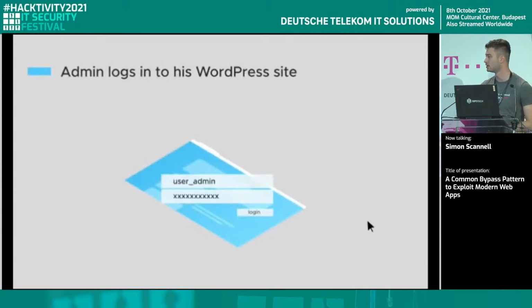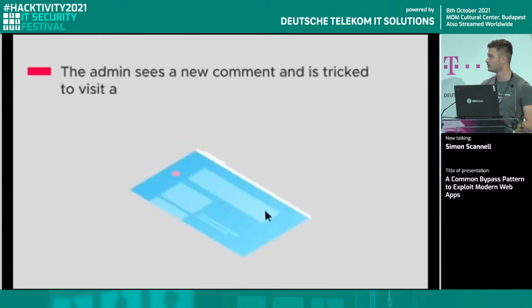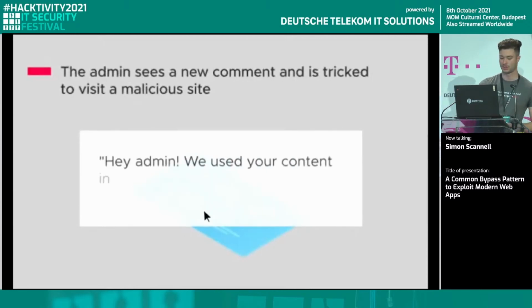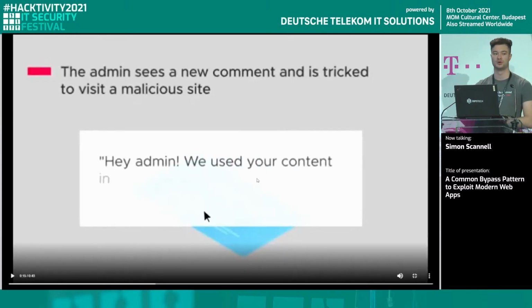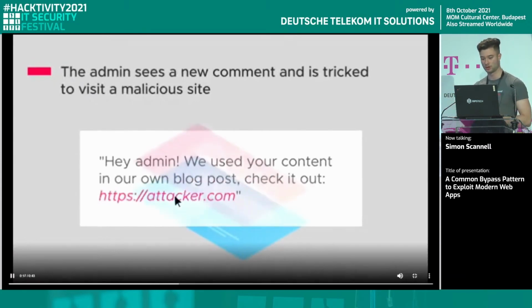So we have the admin logging into their web page. In WordPress, this is interesting to know as a fact. In WordPress, per default settings, anyone can submit a comment to a blog post, but the admin or any editor has to actually approve the comment. So they go into their admin dashboard, they see the comment, and they see a message that we use the content in their own blog post.